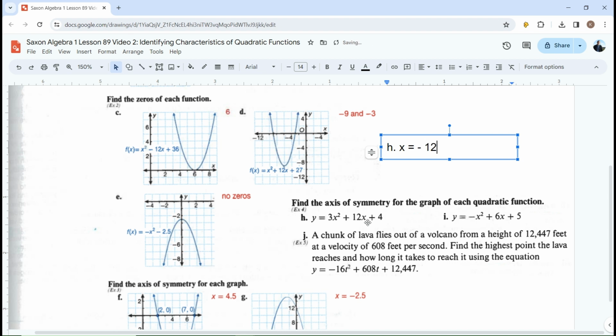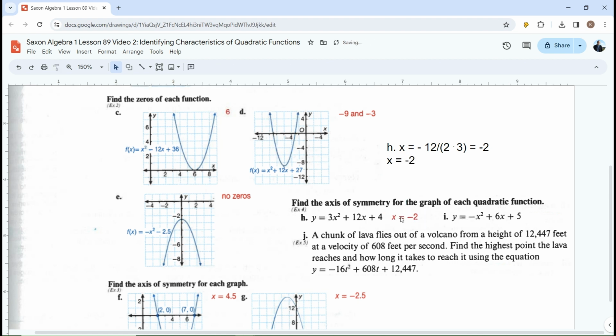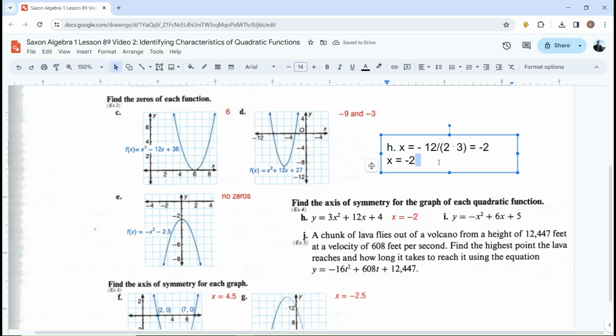That's going to be negative 12 over 2 times 3. Well, that's just negative 12 over 6. Negative 12 over 6 is negative 2. So my equation, I'm just going to write it out cleanly: x equals negative 2. Let's see if that's my axis of symmetry. Boom.